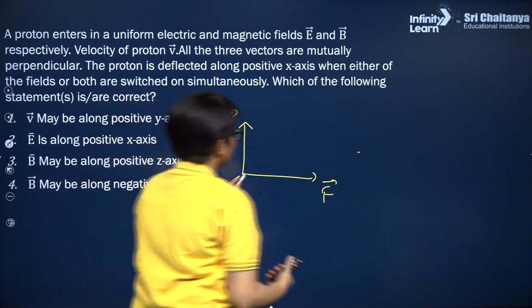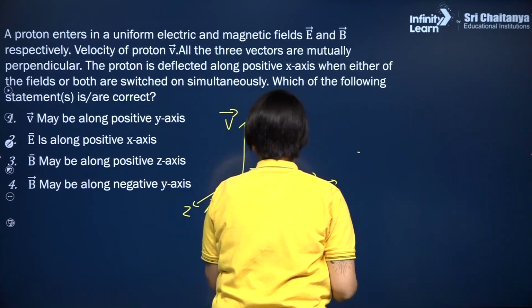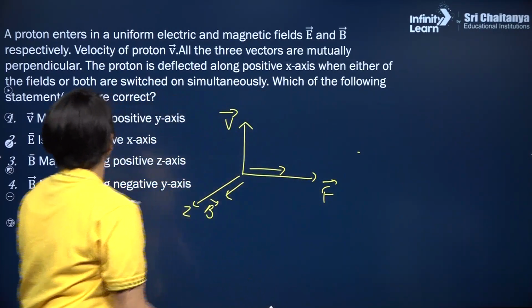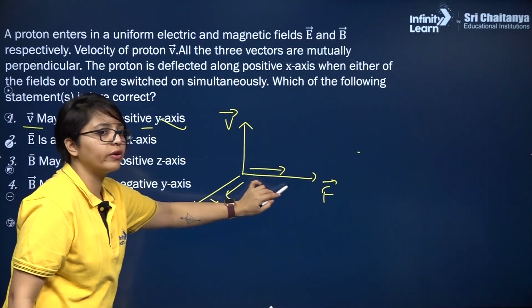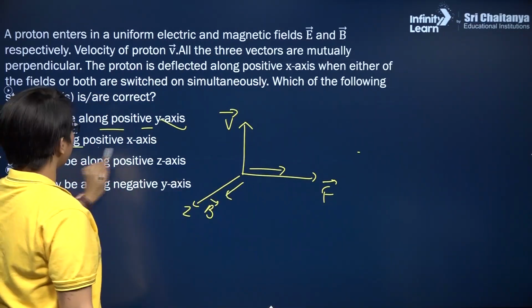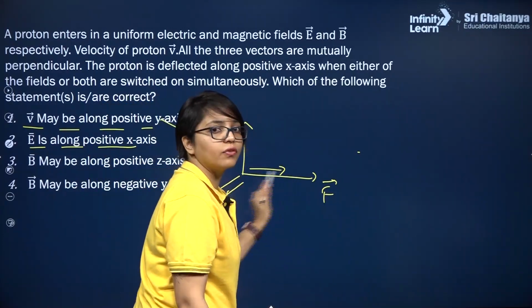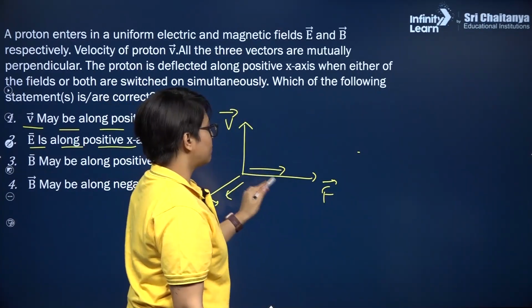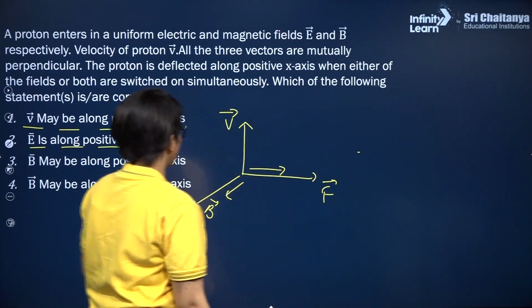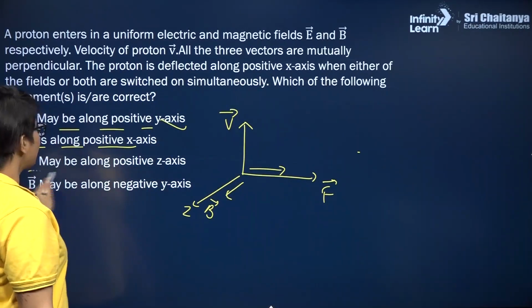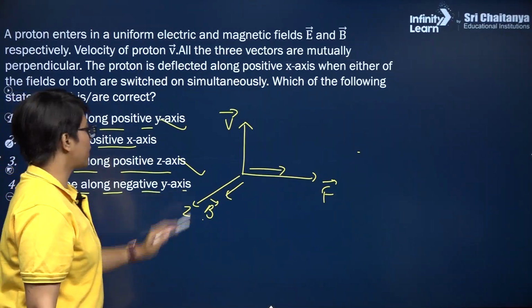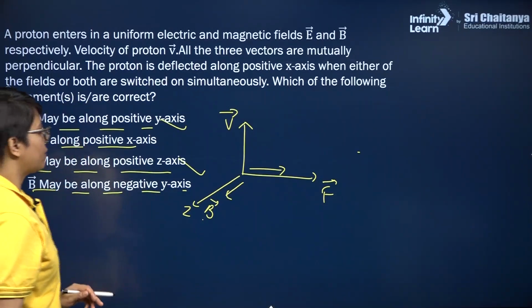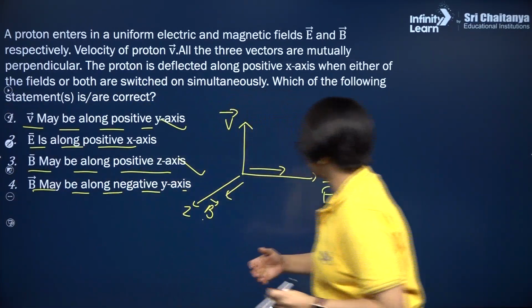So, E can be also in this direction and B can be also in positive y direction. So, yeah, if V may be along positive y-axis, then deflection along x is possible. If E is along positive x-axis, then deflection along x-axis is possible if B is also there. B may be along positive z-axis, yes, and B may be along negative y-axis. B may be along negative y-axis, it is also true, okay, right.